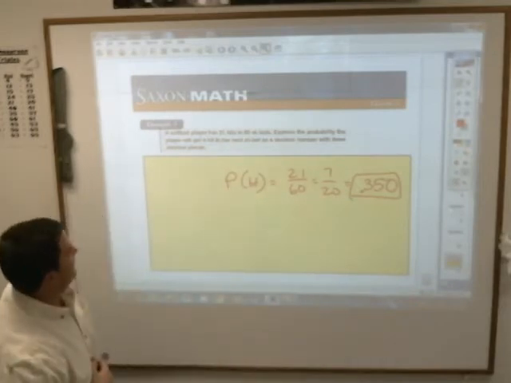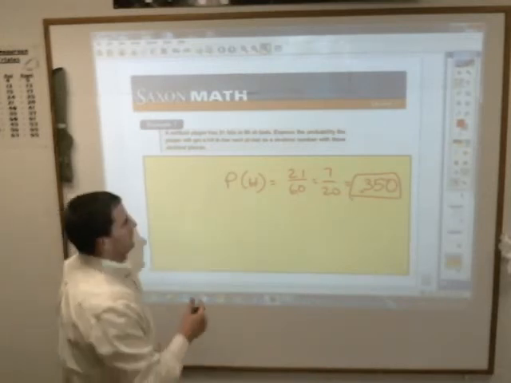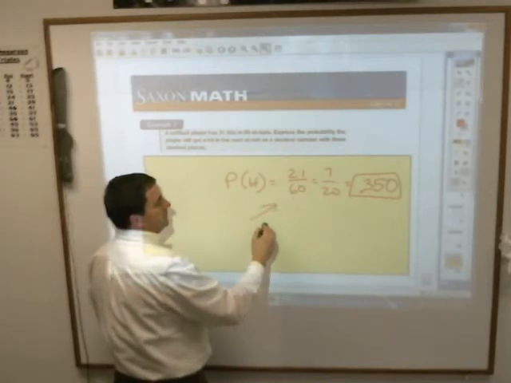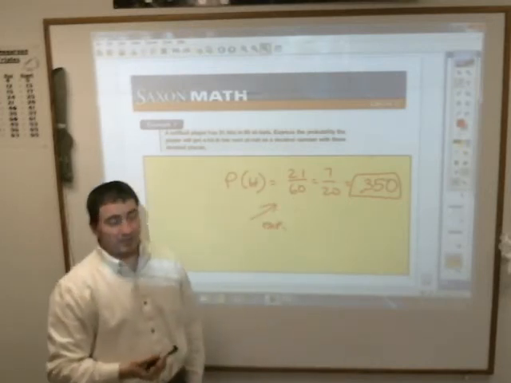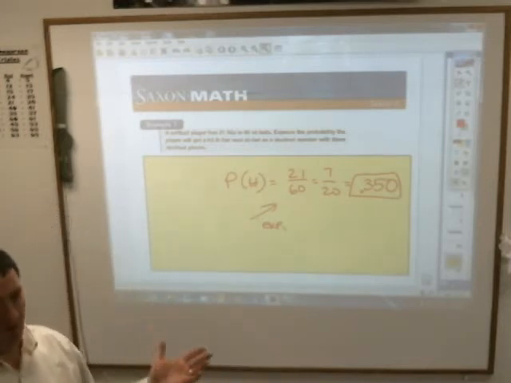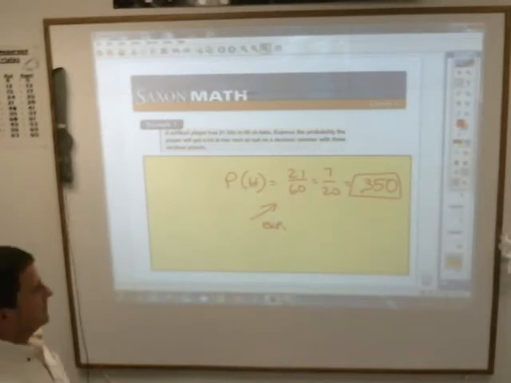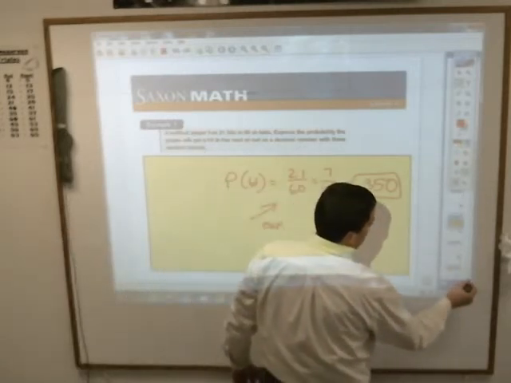Softball, I don't know, that's probably not very good at softball. Is it? Depends on if it's fast pitch or slow pitch. But this is experimental. There would be no way to give theoretical probability of that because how do you gauge somebody's ability to hit a baseball or a softball? I mean, there's no exact science to that. So the only probability you have on this is experimental.